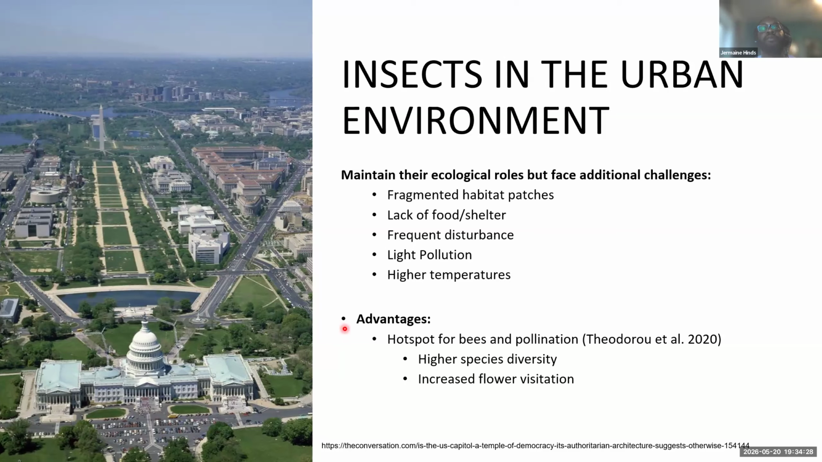Urban environments can also be a hotspot for insects because green spaces tend to have a lot more floral diversification. If you have many different ornamental species, you can see higher numbers of things like bees, so higher species diversity of bees and increased flower visitation. So in a large urban environment, a diversified planting could be a signal that would attract and retain, or increase visitation to, that area.